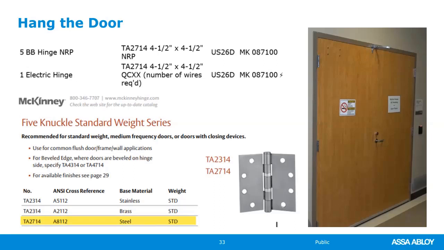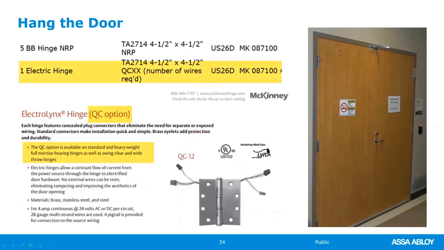Most distributors stock 4.5 by 4.5 inch hinges. So with the 4.5 inch wide hinge, you've got 1.5 inch clearance. If there is any kind of trim, this would make sure the door can swing 180 degrees. But yes, another option would be a 4.5 by 4 inch hinge. There's nothing wrong with that at all. The electric hinge with the QC option, you just want to make sure to select the appropriate number of wires required for your lock.